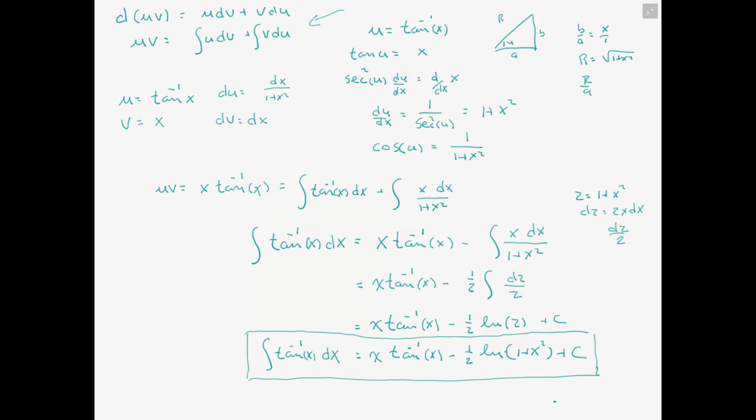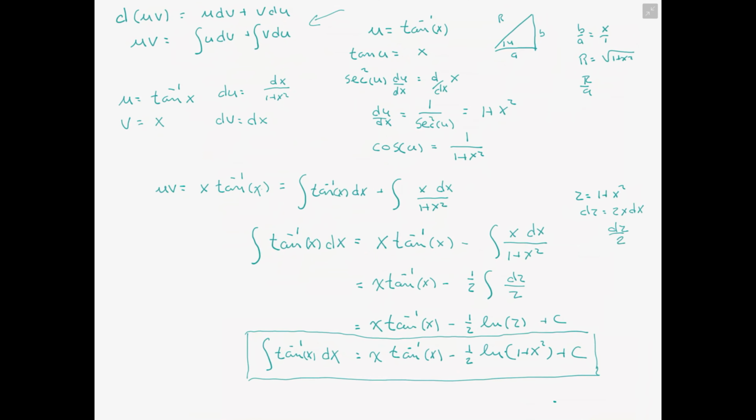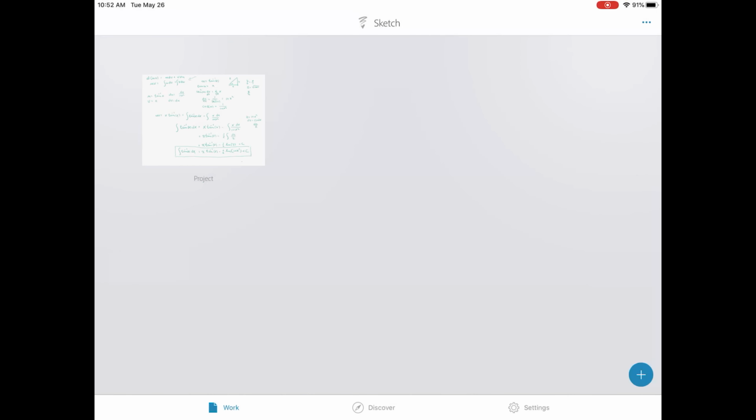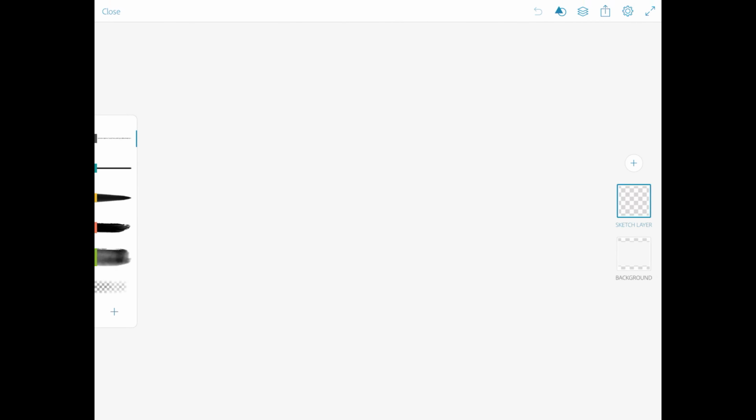We can do another one using integration by parts. Let's take a look at the arc cosine. Whoops, what did I do that for? That's what I meant to do. Alright, so here we go. We're going to use integration by parts.